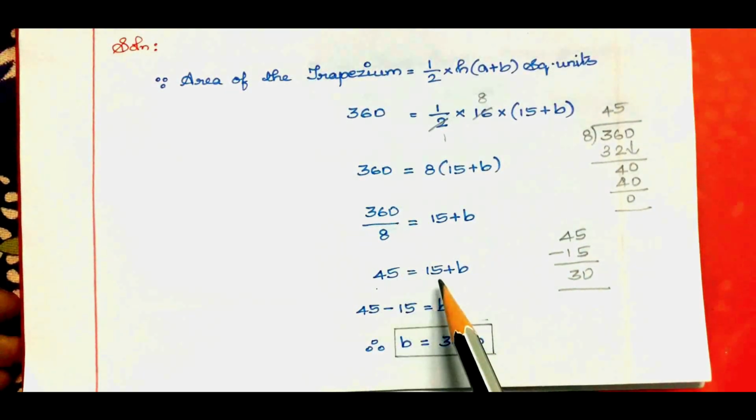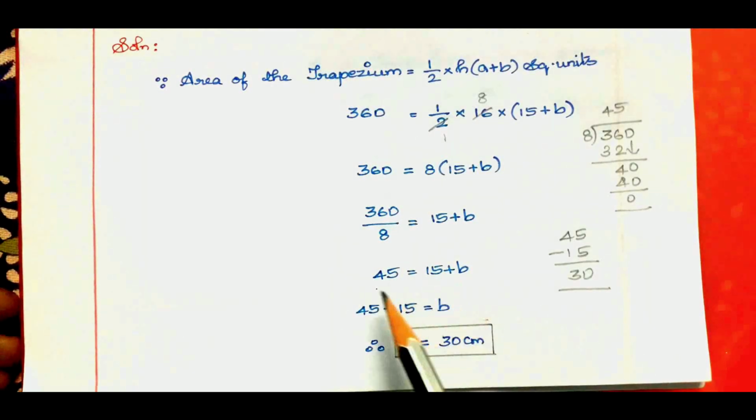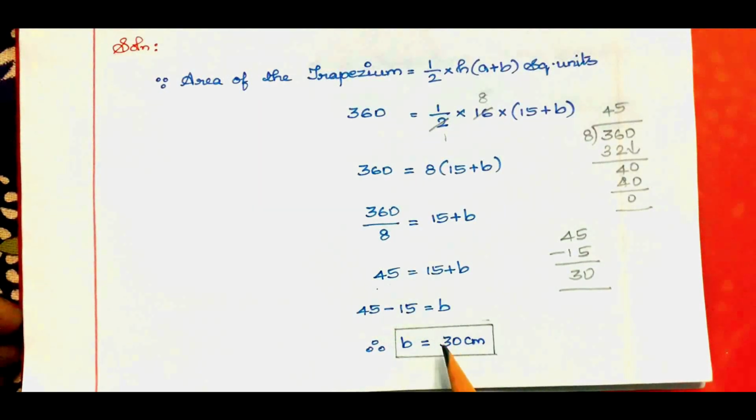Clear? So now 15 is in the right hand side. When we take it to the other side, plus 15 becomes minus 15. 45 minus 15 is equal to 30 centimeter. Therefore the parallel side B is equal to 30 centimeter. I think you are clear?